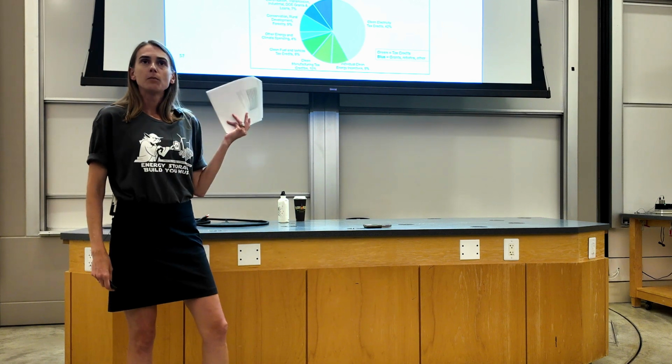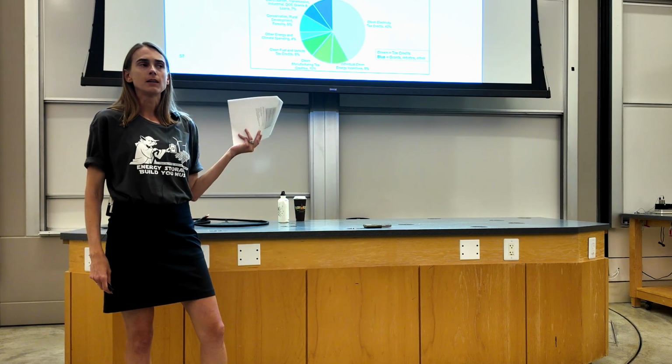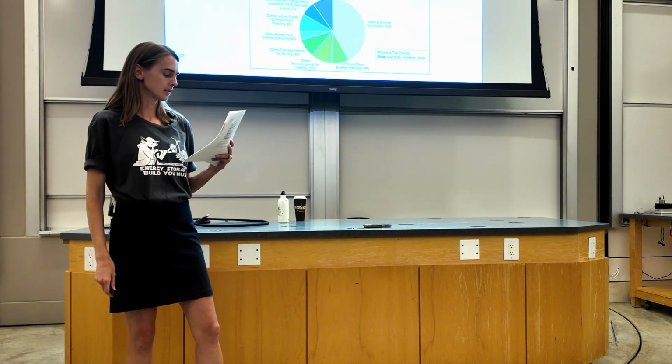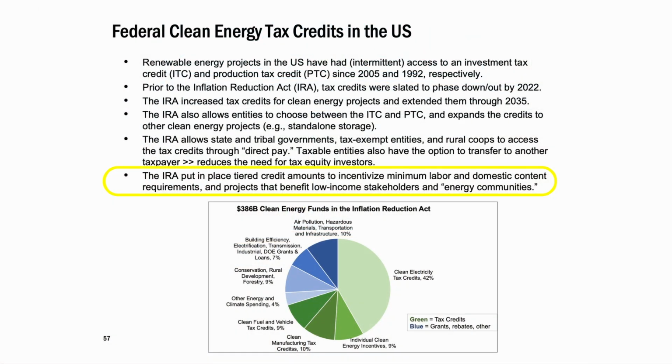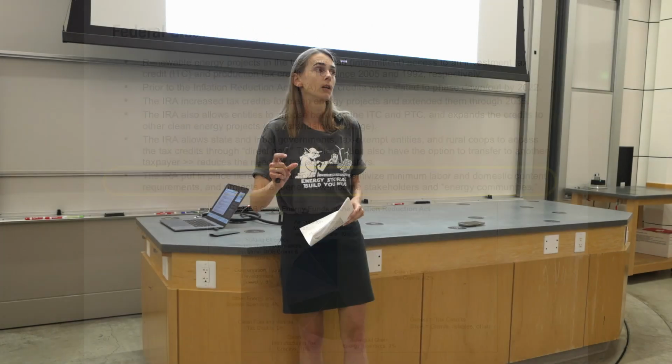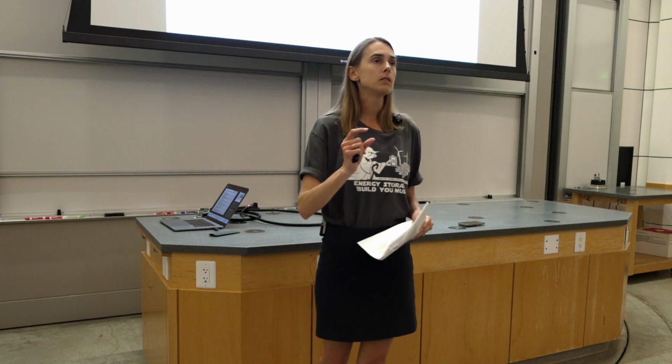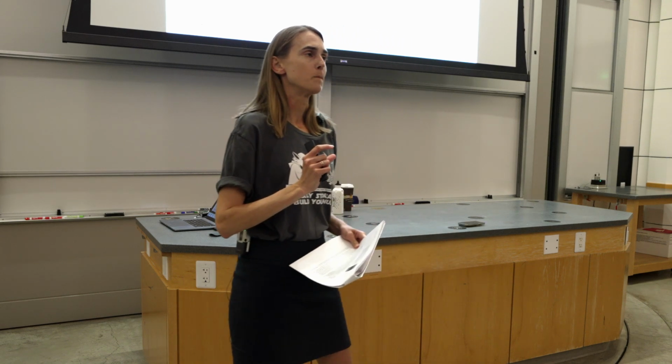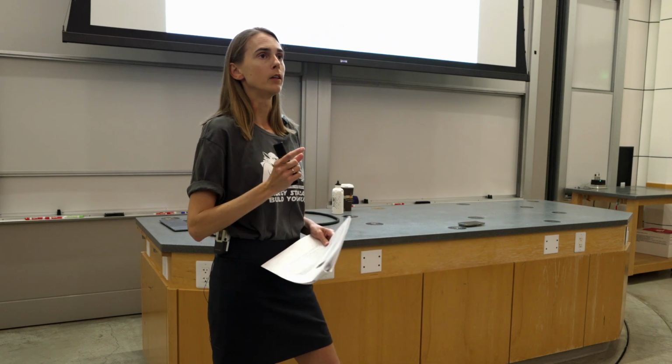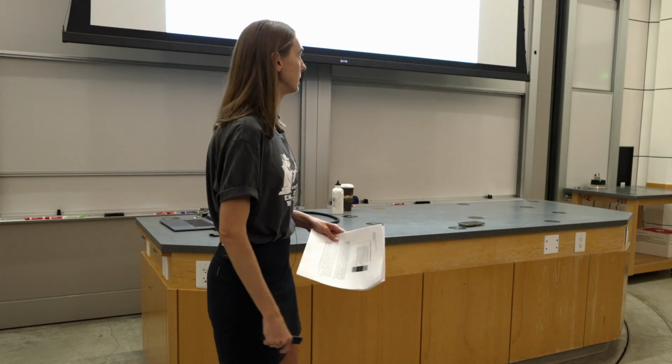So it's great the IRA made these tax credit mechanisms a little bit more efficient and effective. And then finally, the IRA put in place tiered credit amounts to incentivize projects to meet minimum labor standards and domestic content requirements, and also in the case of the ITC, to incentivize projects to serve low-income customers, particularly because renewable energy, at least historically, has been something that's been more available to higher income portions of the population.